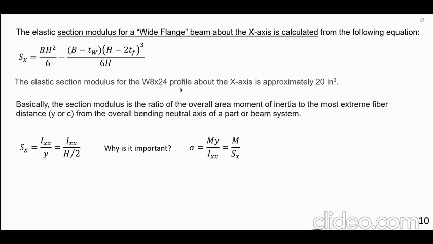Okay, but notice that from this expression, y is half the height of the beam, h over 2, and Ix, just look at this, Ix is going to be Sx times h over 2. So if you put the value of Ix from this expression and the value of y from this expression in that, you get M over Sx.